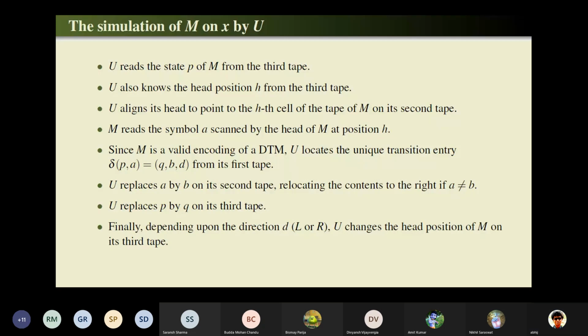So this is basically a complicated procedure, moving back and forth to locate things and all that stuff. But given sufficient time, you can do that. It's not an elegant way of doing things, right? Because we do not have random access memories. So your tape is very sequential. You can only move back and forth to look at things. Anyway, so this completes the simulation by U of one step of M.